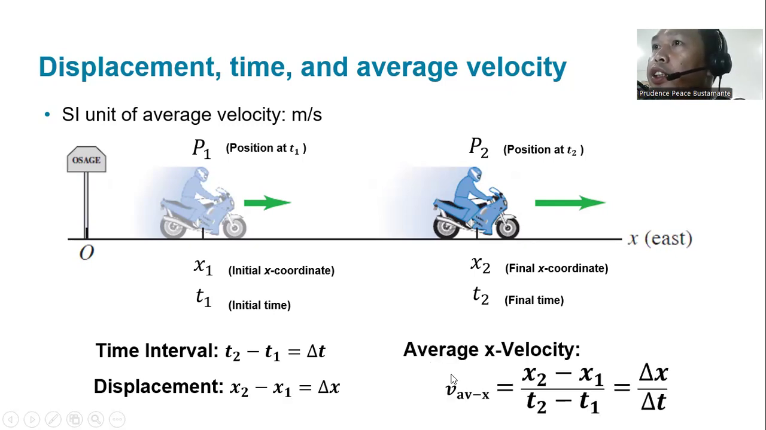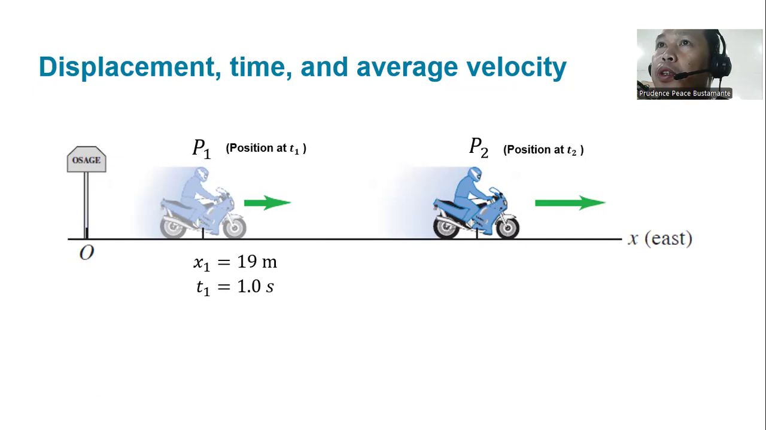The average velocity between the time interval t1 to t2 is just equal to the displacement over the time interval, which is x2 minus x1 over t2 minus t1. The unit of this average velocity in SI unit is meters per second.